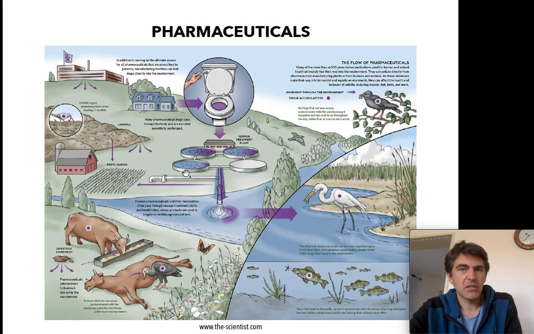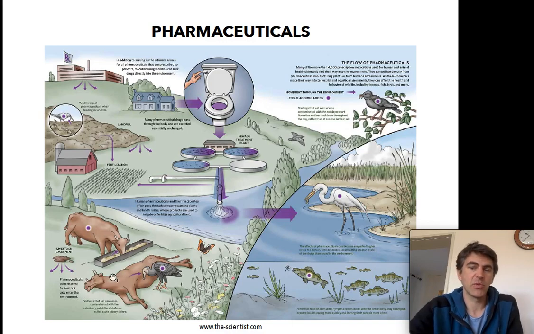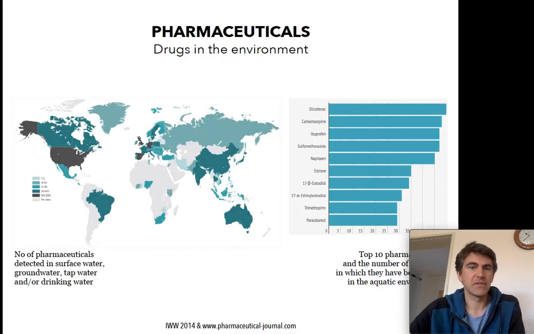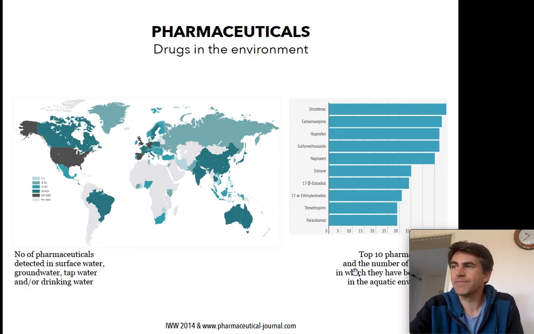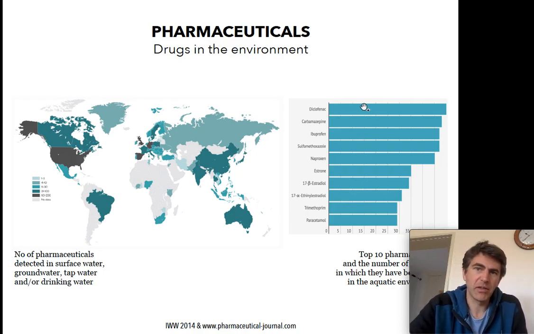I mentioned human use of pharmaceuticals, but then there's also pharmaceuticals being used for things like livestock, and this can also influence species such as, for example, vultures, and we come to an example of that on one of the next few slides. These are some of the top 10 pharmaceuticals used and the number of countries in which they have been found in aquatic environments. Diclofenac is the leading one here, but others that are well known to us as well are ibuprofen, for example.